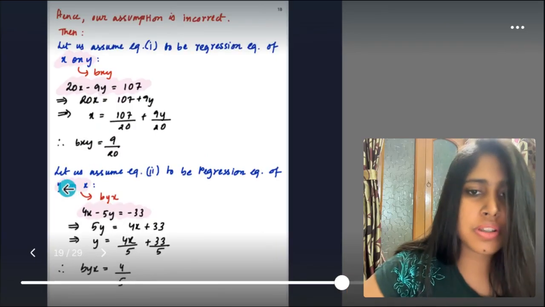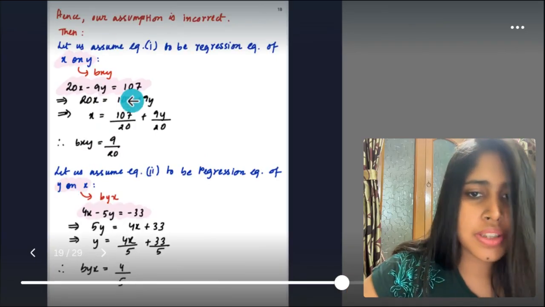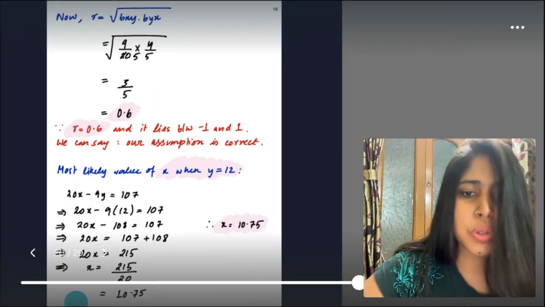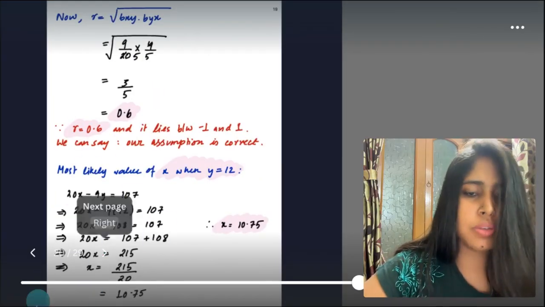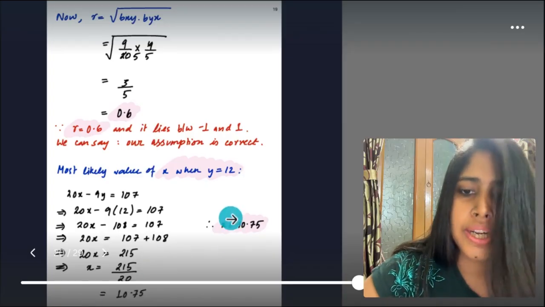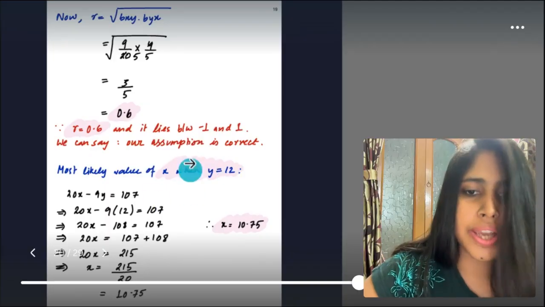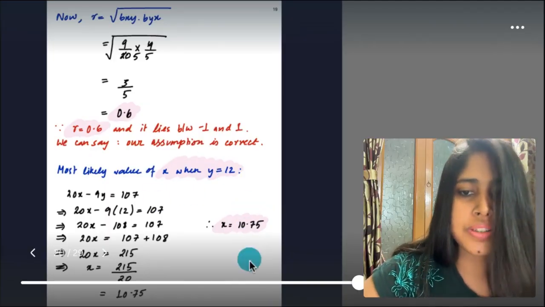Then we need to use this equation: 20x minus 9y is equal to 107. If we put the value of y here, we get x is equal to 10.75. So when y is equal to 12, the value of x will be 10.75.